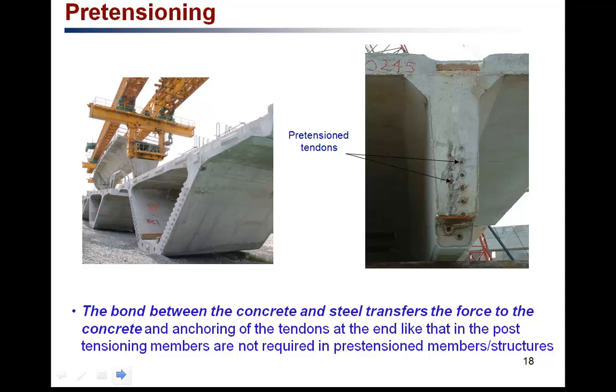So this is an example of a pretension member. As you can see, these are the prestressed wires, and there are no anchors in here because the force is transferred from the wire to the concrete through the bonding between the concrete and the steel. So in the pretension members, we do not need permanent anchors.